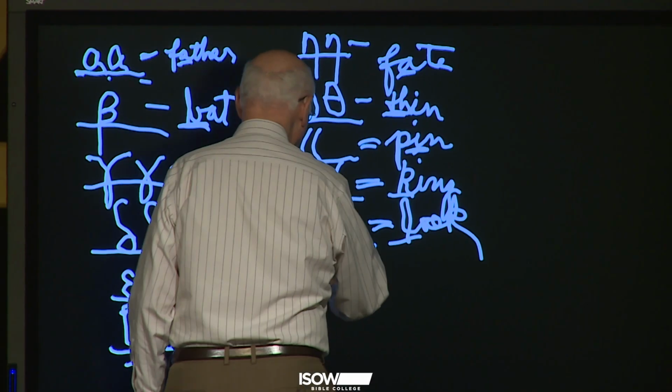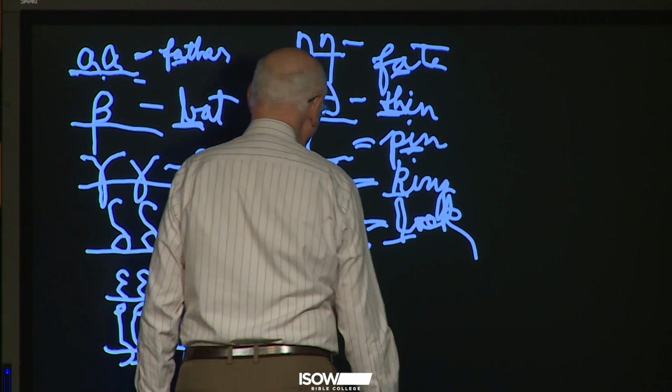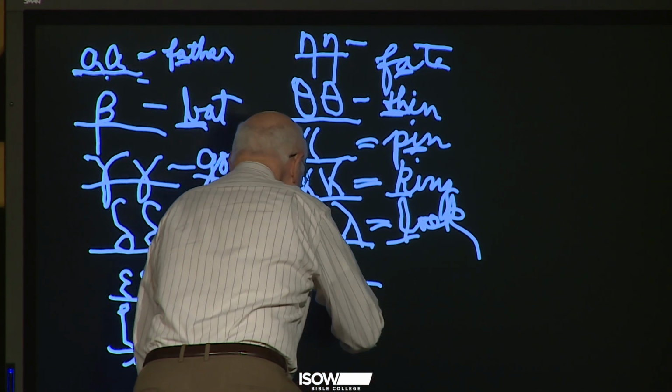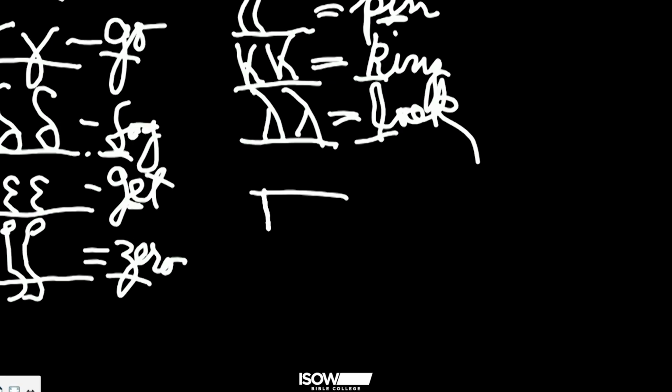The next letter looks almost like an English U, except it has a tail below the line. And it is pronounced like the M in man.